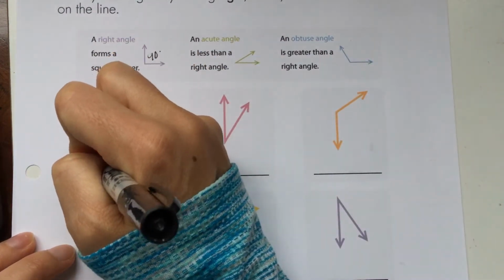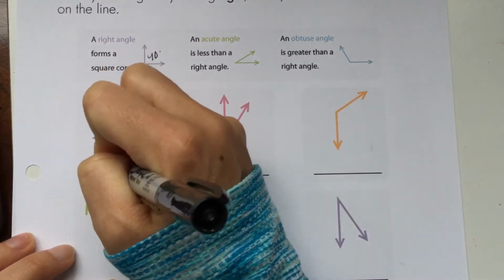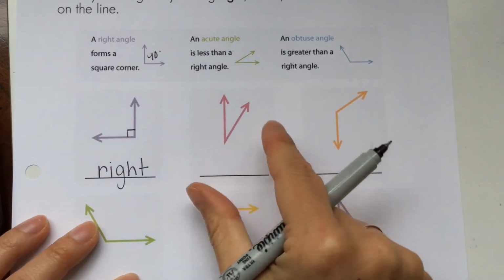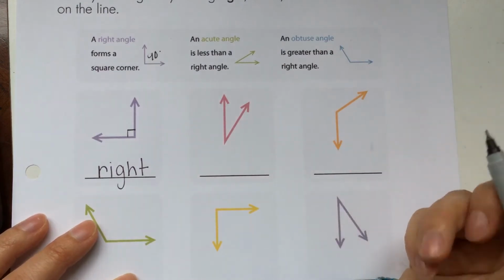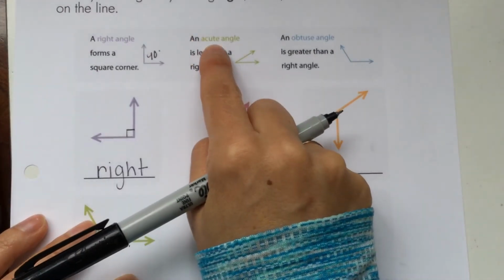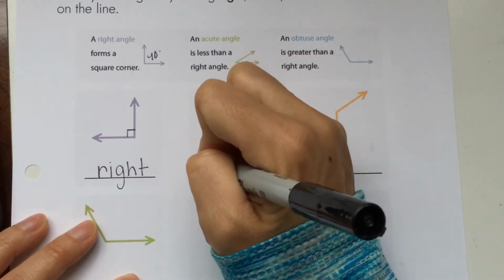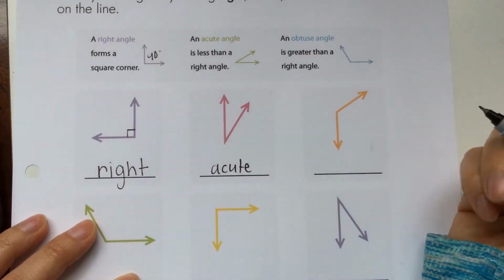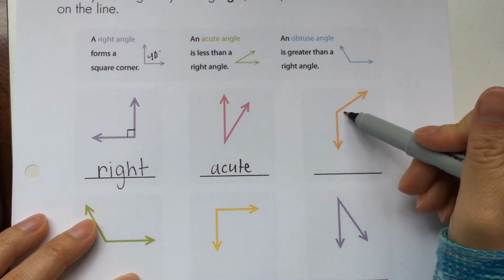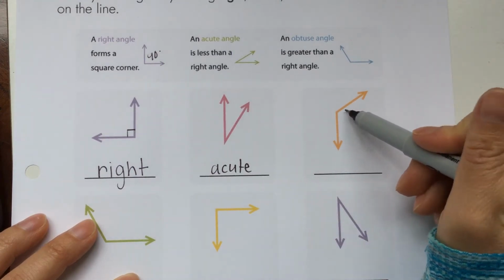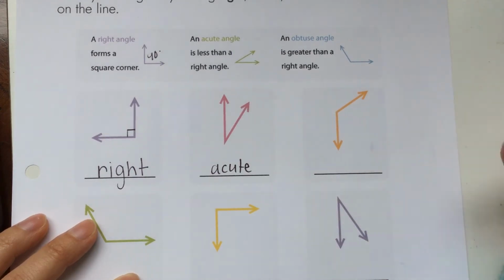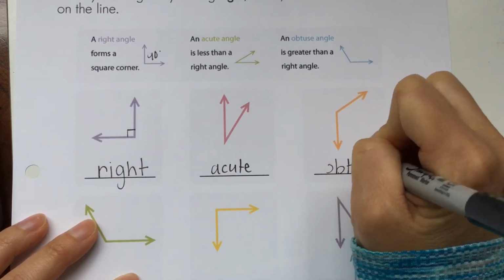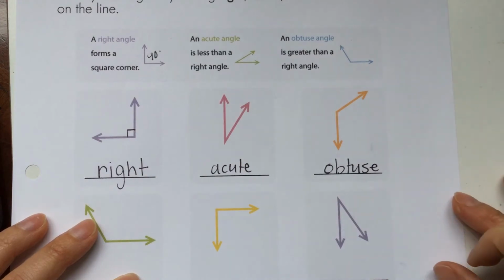Right. Oh, I might need a new pen. That's a right angle, good. If this is an itty bitty teeny angle, it is an acute. We say it's a cute little angle. And this one is bigger than 90. The 90 degree line would go right here. So this one's obtuse. Big and loose. It's obtuse.